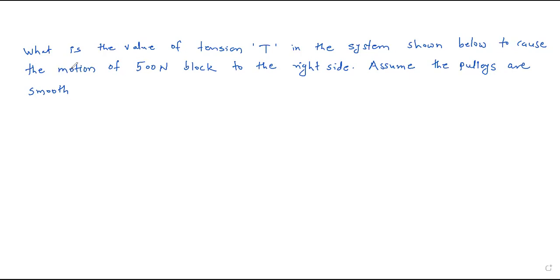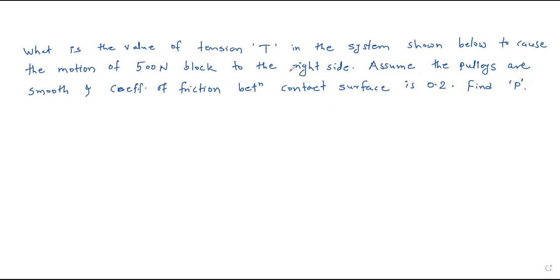Okay, so assume the pulleys are smooth and the coefficient of friction between contact surfaces is 0.2. Find P. So this is the problem.